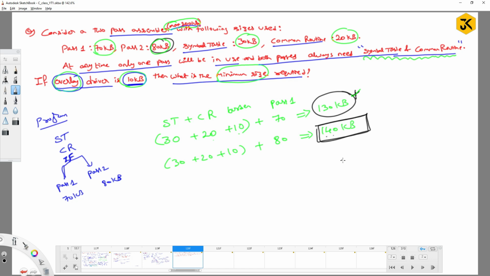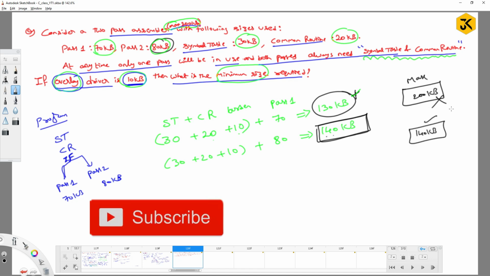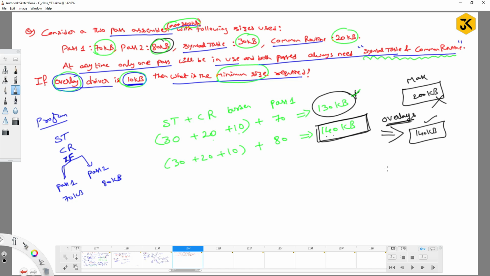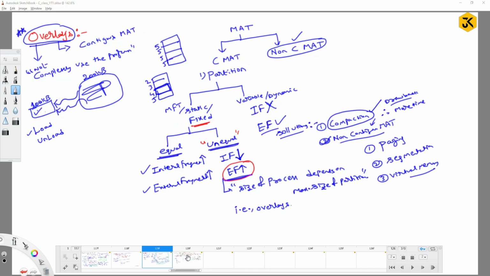Guys, observe. Actually, we require a maximum size of 200 KB. But assume there is not enough space of 200 KB. Instead, we only have 140 KB. Now, can the program run successfully or not? Yes, it runs because of the concept of overlays. If there is no concept of overlays, is it possible to run it? No, it isn't possible, right? This was one of the questions asked in earlier GATE examinations. I hope you understood the concept of overlays clearly. Thank you.